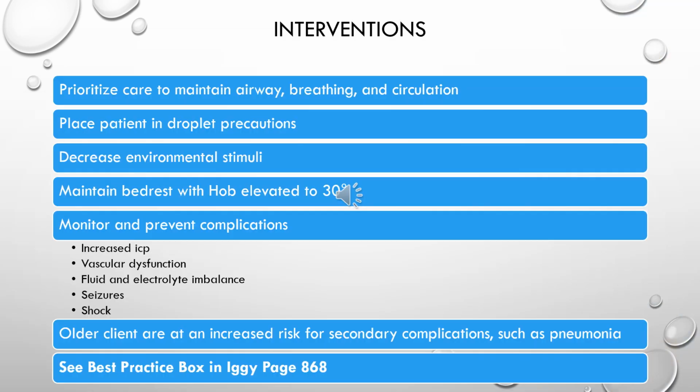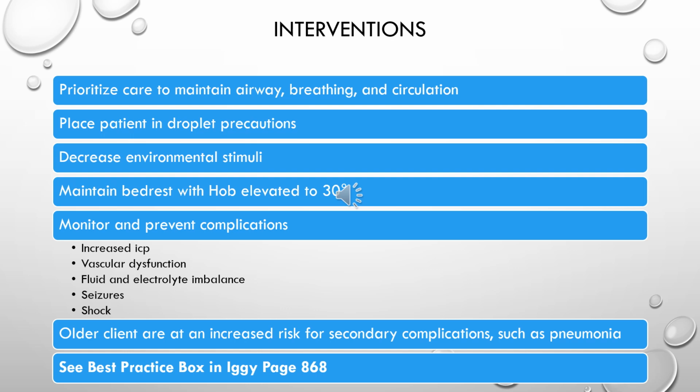Nursing interventions for the patient with meningitis: prioritize your care. Of course, you're going to maintain your A, B, and C's because this is neurological. They could potentially have issues with any of those things, so you want to maintain that for them. Decrease your environmental stimuli. Just like we did with our ICP patients, you're going to want them in a nice, dark, quiet room with minimal disturbances. Maintain bed rest, again, with the head of the bed elevated to 30 degrees, that 30 to 45 degree range, and this again is in case they have any increased ICP.